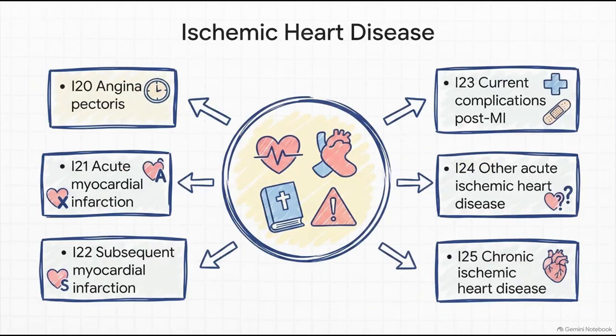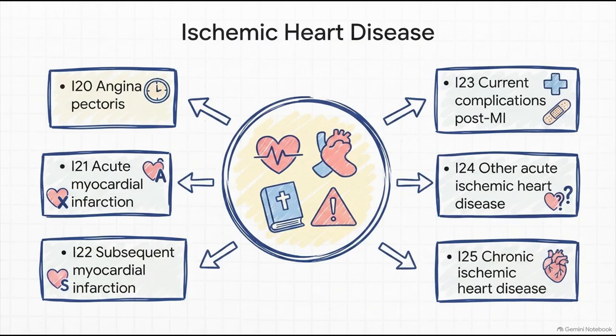So to know exactly where we're going, we have to look at the neighborhood we're working in. Ischemic heart disease lives in categories I20 through I25. And notice how carefully structured this whole section is. We start with I20 for angina pectoris, then move right into I21 and I22 for acute and subsequent infarctions. We pick up the complications in I23, and then we round the whole thing out with other acute and chronic conditions in I24 and I25.